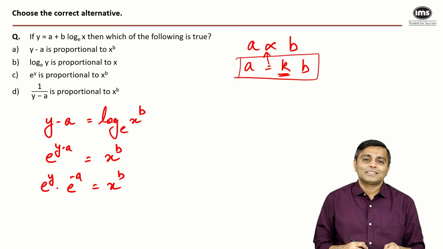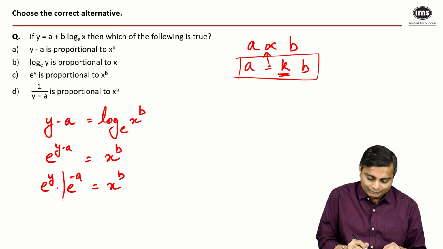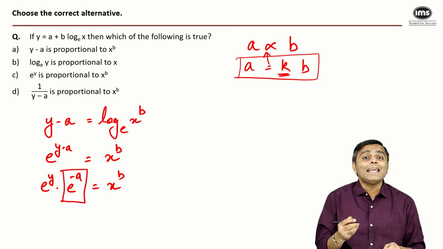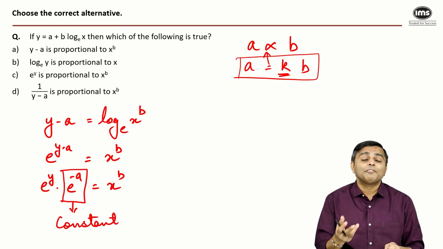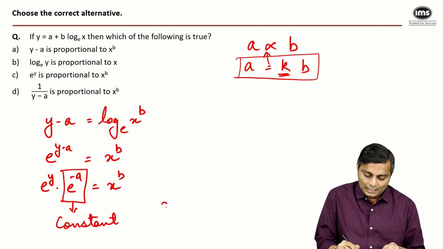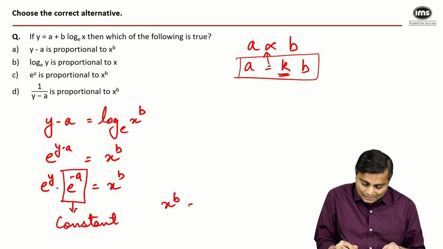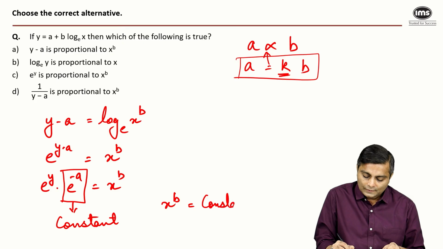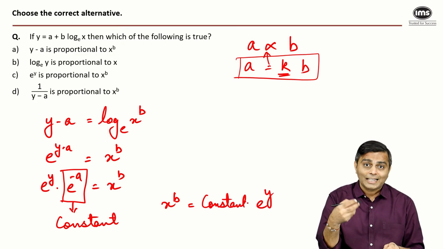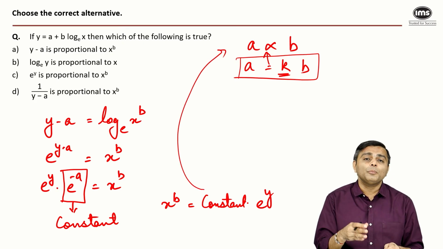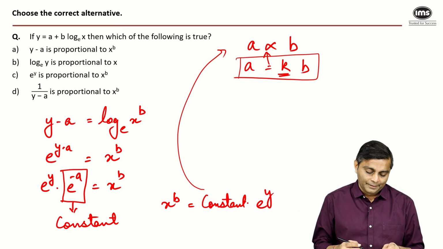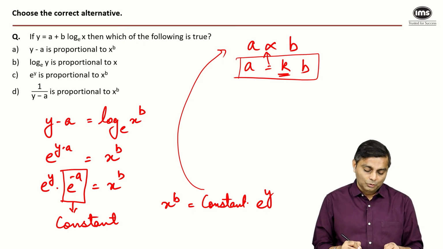Now what you need to understand is that this e and a is nothing but a constant, correct? So if you see, we have written x raised to b as constant times e raised to y. So now, as we discussed earlier, if I go back here, it will be x raised to b is proportional to e raised to y. X raised to b is proportional to e raised to y.